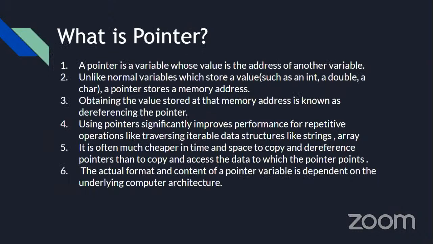Hello everyone. I will be giving a brief explanation about pointers. Basically, a pointer is a variable that is used to store the address of some other variable. Now, the process of obtaining the value at the memory address stored in the pointer is usually done with the help of a dereferencing operator, which is asterisk in case of C++. Using pointers significantly improves the performance for repetitive tasks like traversing iterable data structures, for example, string or vectors.